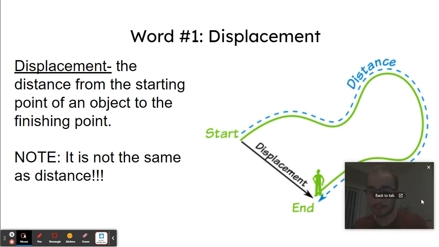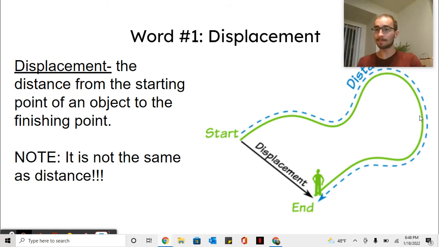Here is what we're learning today. We're going to learn some motion terms. As you go with me on this physics journey, you need to learn some key vocab to understand motion. The first word that you may have not heard before is called displacement.